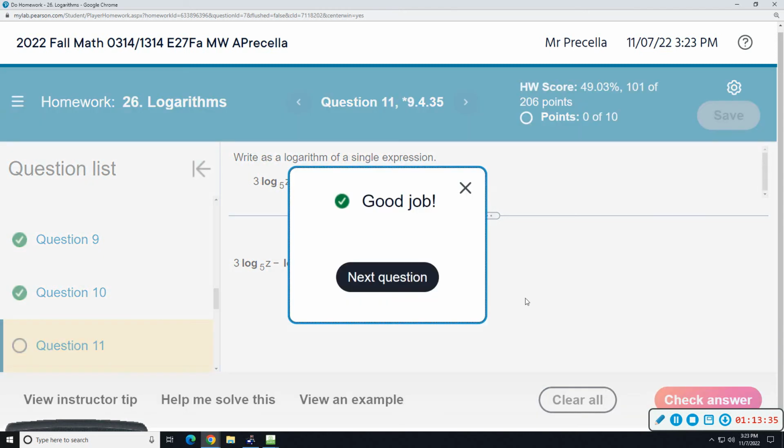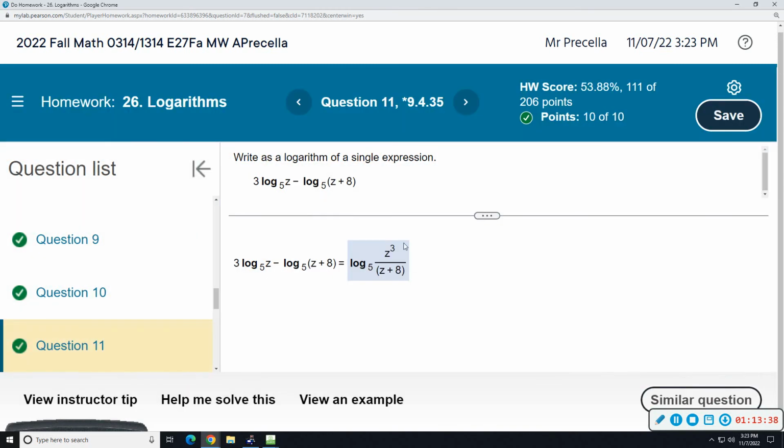Okay. Now, the way you check this is to ask yourself, how would you expand it? It would be 3 log base 5 of z, then minus log base 5 of, keep that z plus 8 all together. You can't separate the z and the 8.